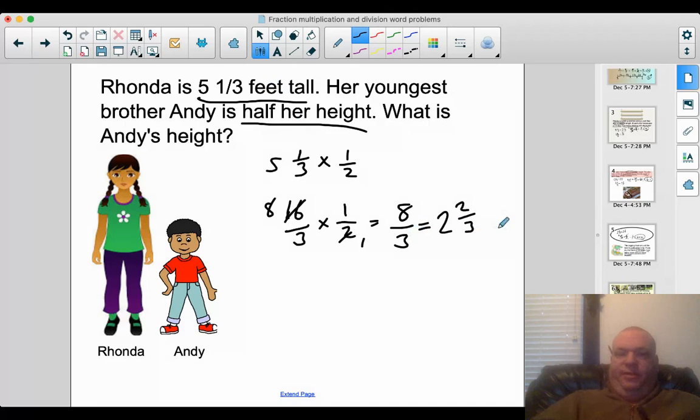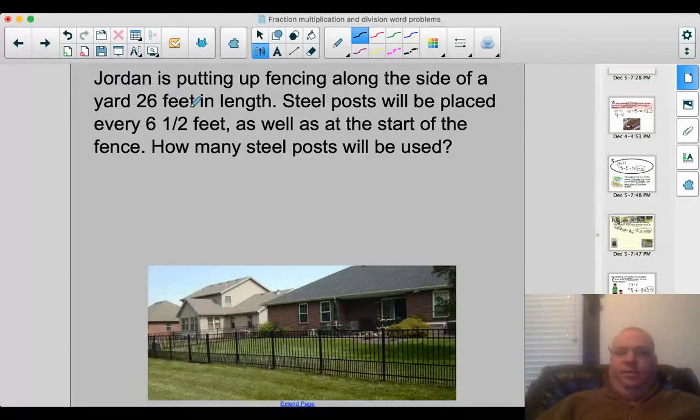This is measured in feet. That is how tall her brother is. And that seems about right for half of 5.